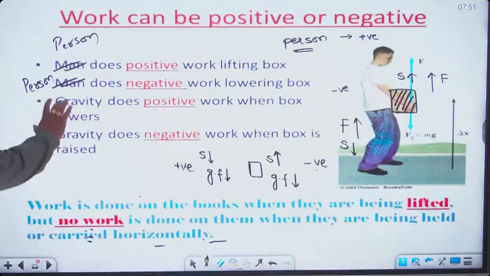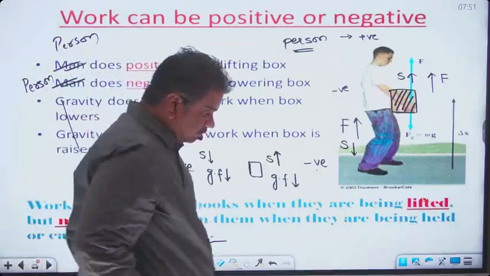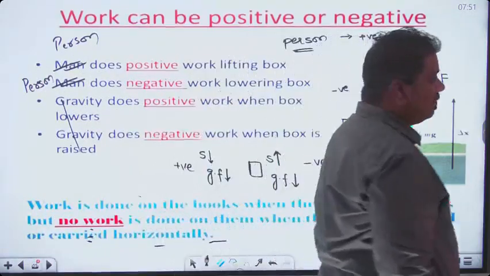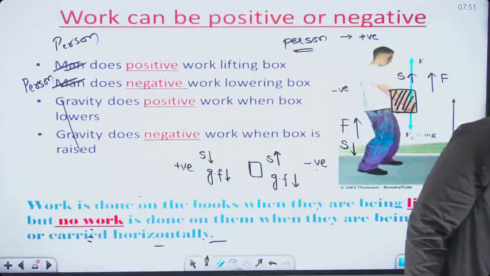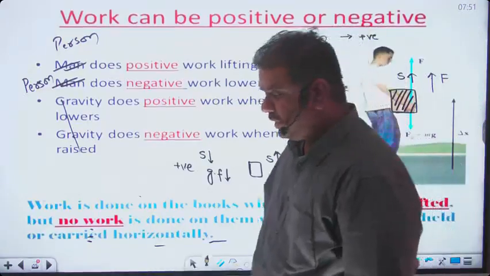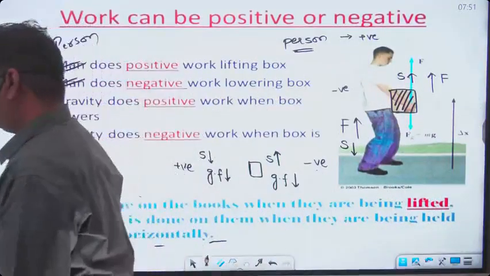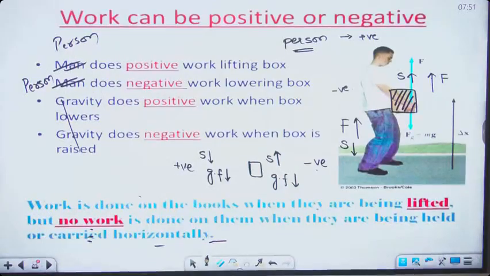Don't write this. I'll tell you what to write. The work done by gravity while lifting a box is negative.